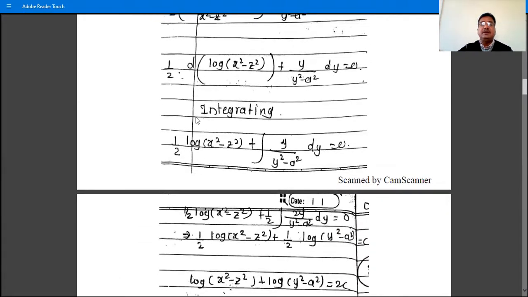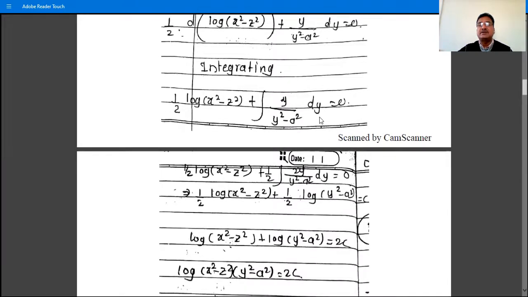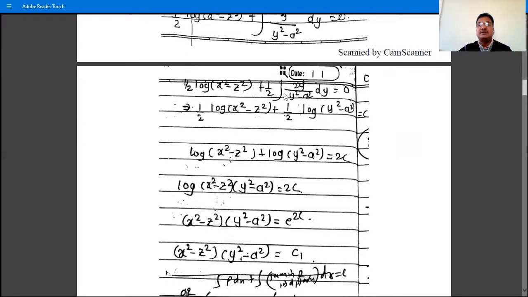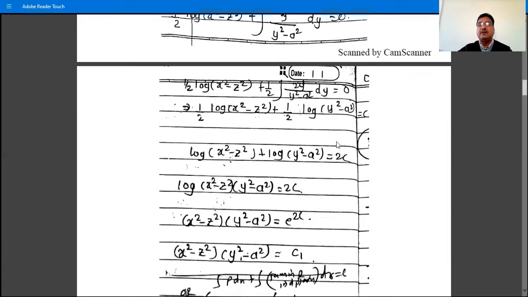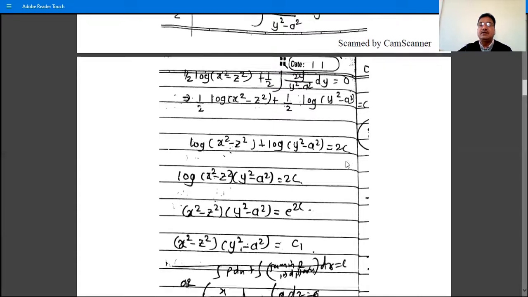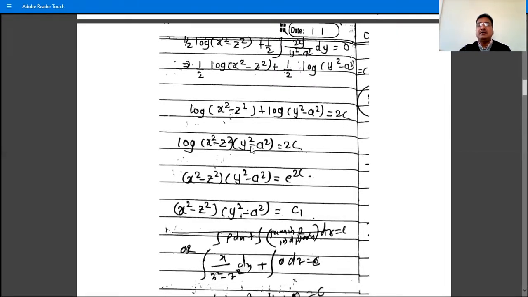So 1/2 integration, and the integral of this derivative is log (x square minus z square), plus the integration of y by (y square minus a square) dy is equal to 0. Again, if we find the derivative of y square minus a square, it is 2y. So already y is there, so multiply by 2 and divide by 2, and then the integration of 2y divided by (y square minus a square) is log (y square minus a square) equal to a constant, and therefore we have the solution, multiplying by 2: log (x square minus z square) plus log (y square minus a square) is equal to 2c. Suppose we denote 2c by c1.